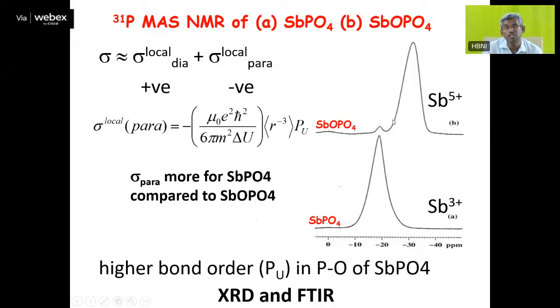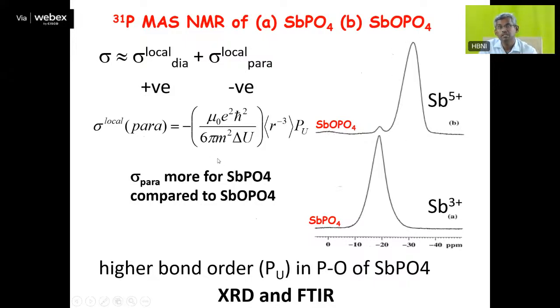But experimentally what we see is that phosphorus gets shielded in SbOPO4 compared to SbPO4. This is contrary to our expectation, and it is explained by the paramagnetic contribution to the chemical shift. This is a phosphorus NMR of a sample synthesized in our laboratory. SbOPO4 also contains a small amount of SbPO4 impurity because it has not fully converted into SbOPO4. That is why we see a peak here, but the main peak is characteristic of SbOPO4.